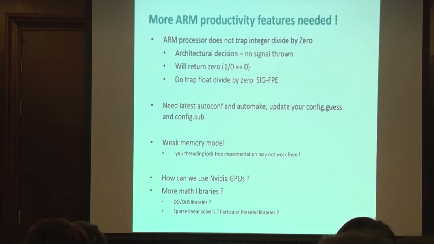For the weak memory model, there are some issues, especially if you are using pthreads to develop lock-free models. You might come across issues with this, and we had some issues ourselves. So this needs guidelines: how do you actually deal with these kinds of issues?